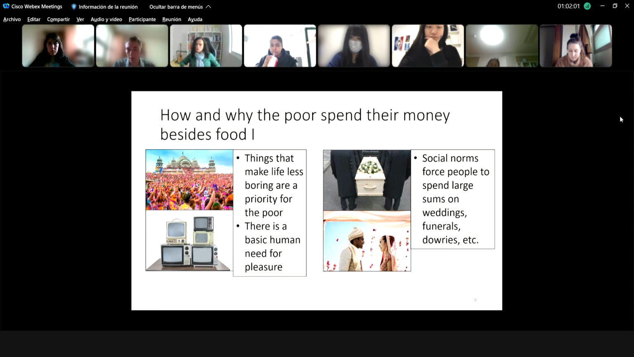Moreover, there's a second point: social norms force people to spend large sums on weddings and funerals, dowries, etc. And this is a fact that's established in many poor countries over decades due to cultural reasons. And the problem is if you're poor, you're more likely to get a disease, and if you're more likely to get a disease, you're more likely to die. So people even die at a younger age, and funerals are even more expensive. So it's even a bigger burden for the family.